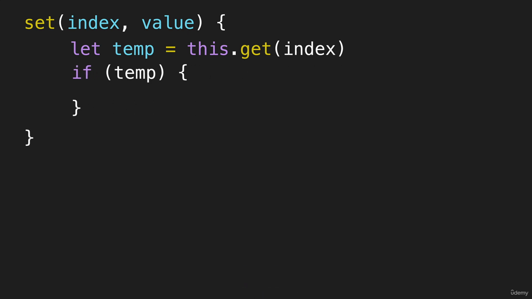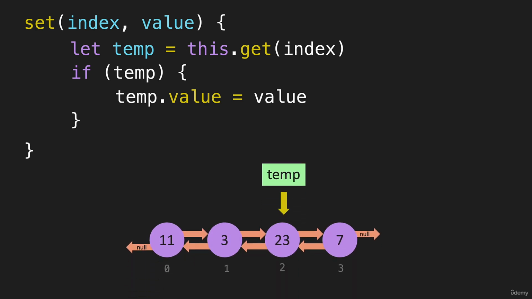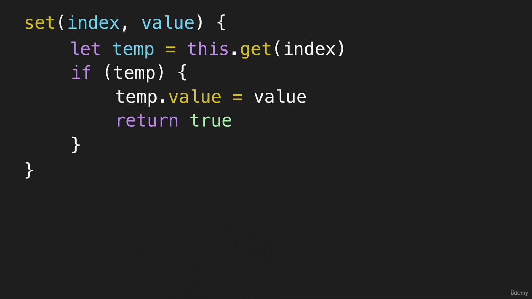So we're going to use this if statement here, if temp, which means if it is pointing to a node, we're going to say temp.value equals value, the value that we passed to the set method. And let's say that value was 99. That's going to change the value of this node to 99. And then we'll just return true that we were able to change that value. Otherwise, we're going to return false.